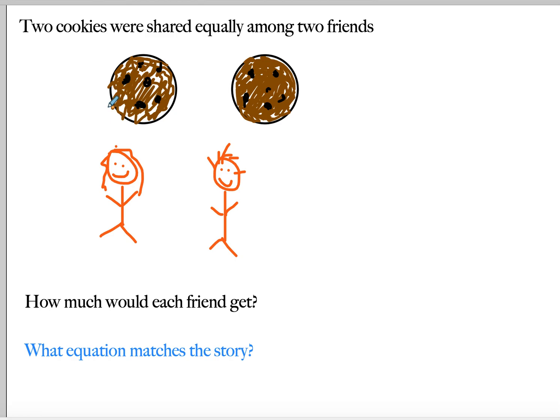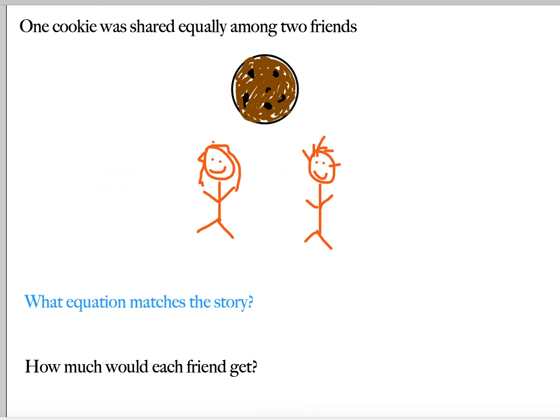So this cookie would go to this friend and this cookie would go to this friend. So each friend would get 1 cookie. Now I want to write an equation that matches the story. Well, I started out with 2 cookies. I divided them among 2 friends. And I found that I got 1 in each group, or each friend ended up with 1 cookie. So that's the equation that matches the story. 2 divided by 2 equals 1.